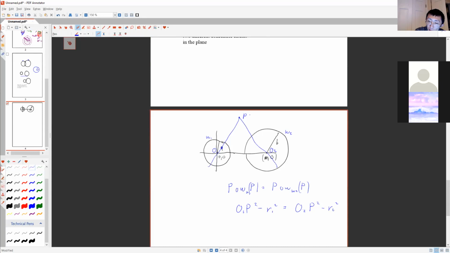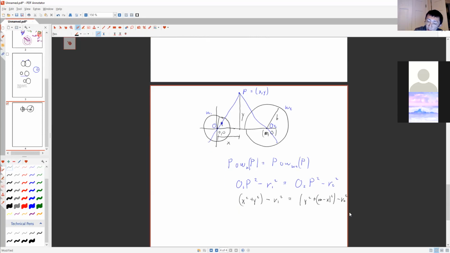And then maybe this point has coordinates like X, Y, or something. Then we just plug in the coordinates. So here, this is X, this is Y. So that's OP squared minus R1 squared, which is X squared plus Y squared minus R1 squared. And then here we just have like Y squared plus M minus X squared or something. That's O2P squared minus R2 squared. So if we expand all this stuff out, a lot of stuff will cancel.